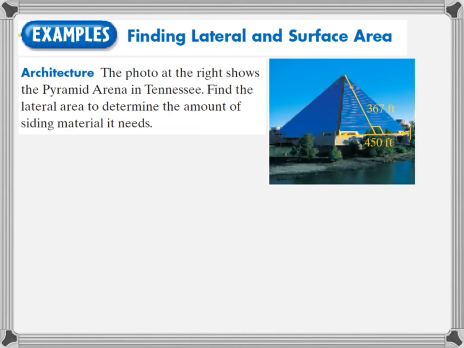Let's do this problem. The photo at the right shows the pyramid arena in Tennessee. Find the lateral area to determine the amount of siding material it needs. So what is the formula to find the lateral area of a pyramid? It is 2BL. And what does L stand for? Slant height, which is 367 feet.